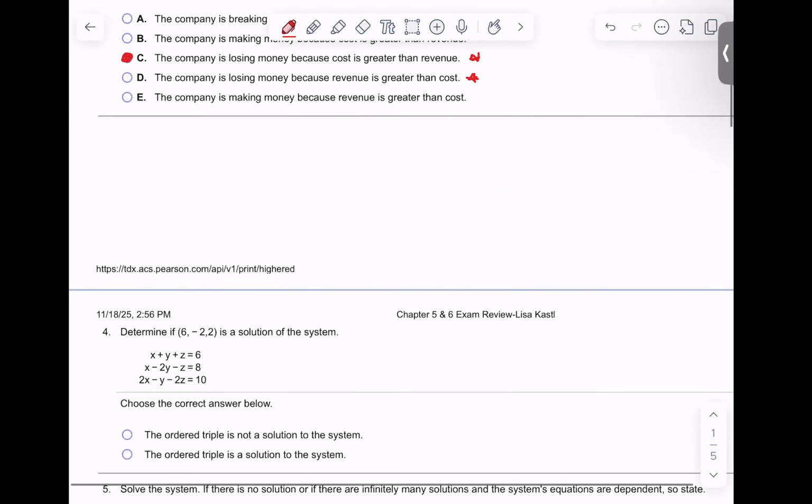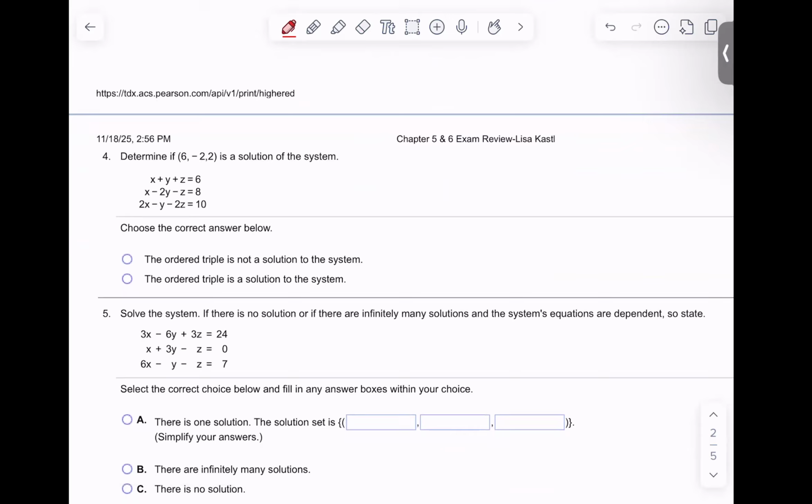All right, problem 4. Determine if this ordered triple 6, negative 2, 2 is a solution of the system. So let's substitute this into each equation. We have x is 6, y is negative 2, and z is 2. So let's do it in the first equation. We have x plus z is equal to 6. So we have 6 minus 2 plus 2. Is that 6? Yes, it is. That is true.